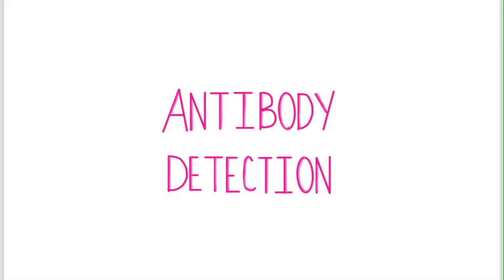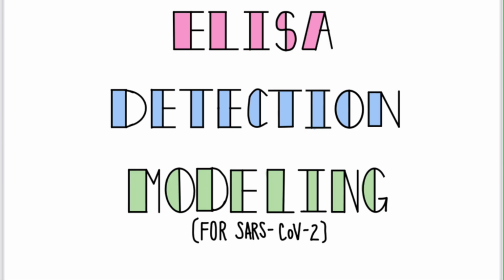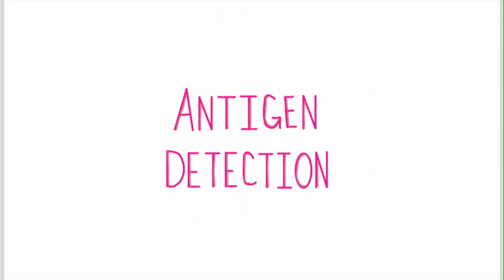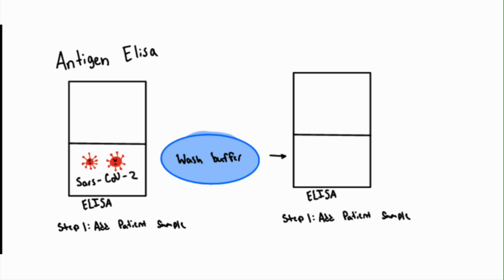Our group will thoroughly demonstrate both. We'll show how antigens and antibodies interact in each model, describe what the color changes mean, and answer some key questions. Let's go ahead and start with the antigen detection ELISA, showing how the test detects viral particles in a patient sample. The goal of antigen detecting ELISA is to determine if viral proteins are present in a patient sample, in this case, SARS-CoV-2 antigens.